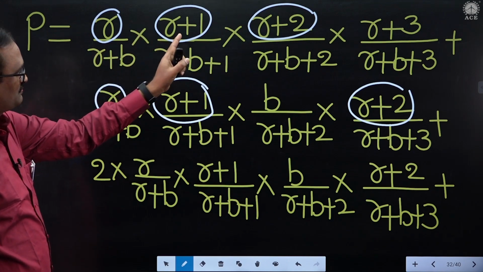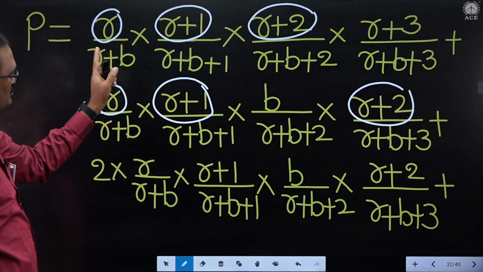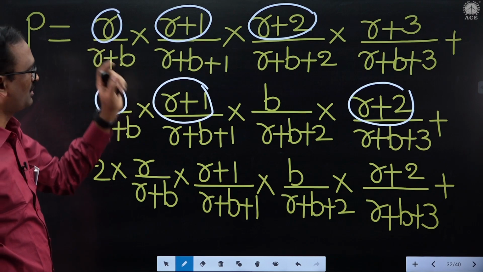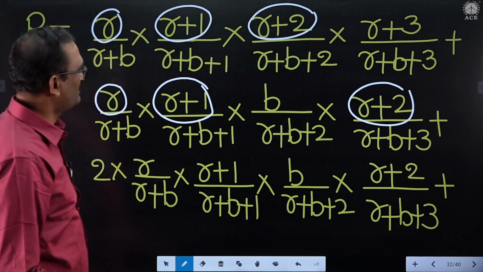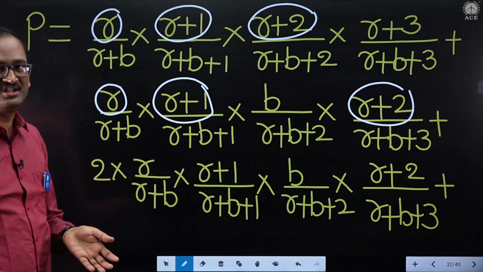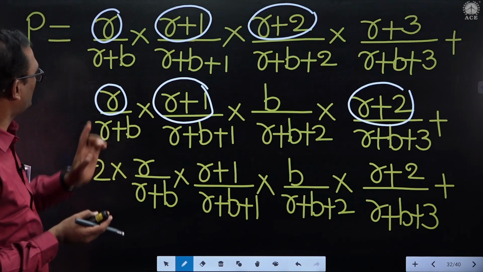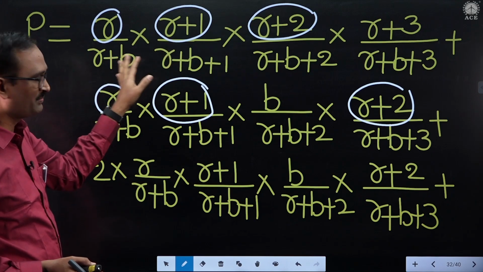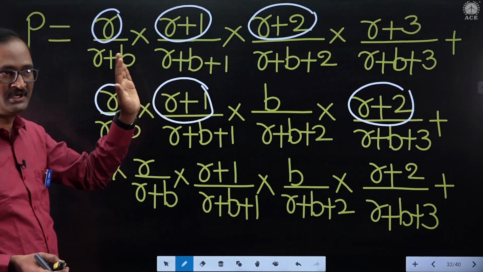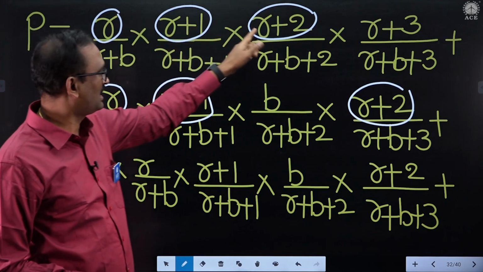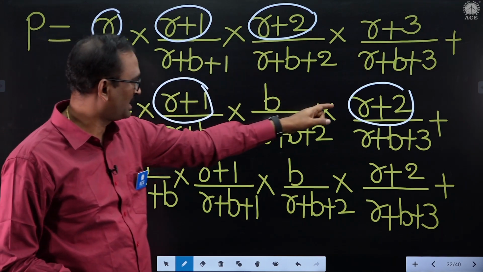r into r plus 1 into r plus 2 by r plus b into r plus b plus 1 into r plus b plus 2. Actually we can estimate and directly write. Step by step I will write. Roughly you just need to remember, if I take out the denominator common, don't think about the denominator. r plus 1, r plus 2. Here r plus 1, r plus 2.